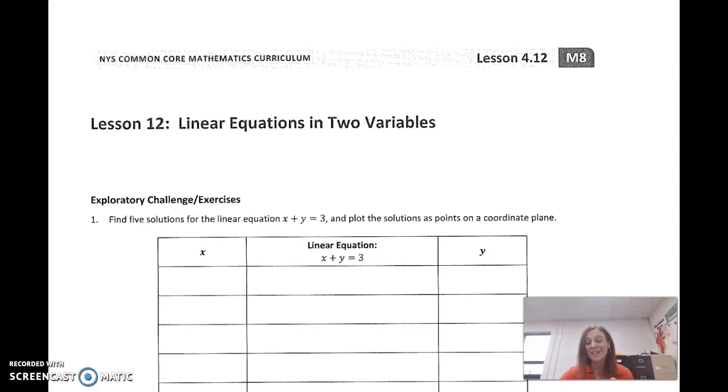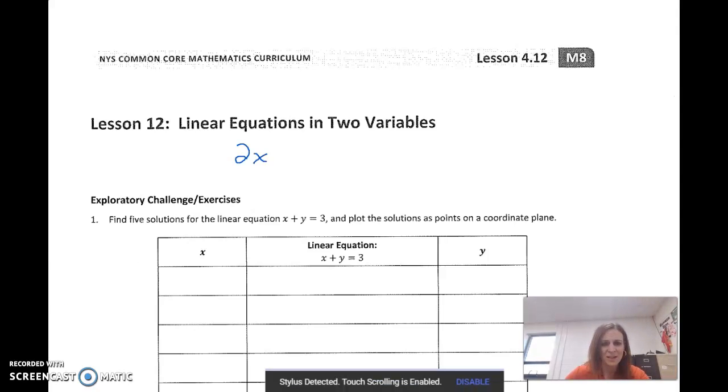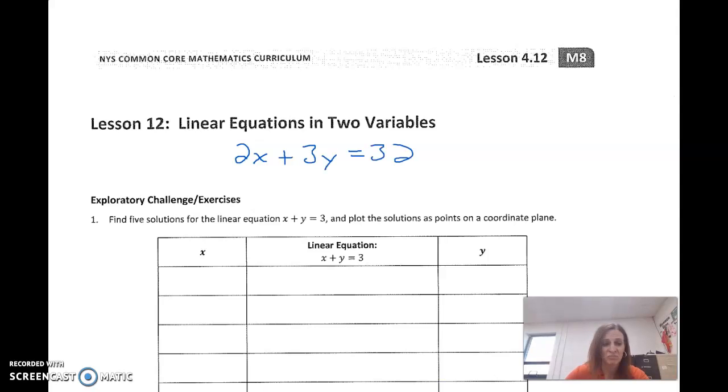Lesson 12 is on linear equations in two variables. We've been working on those for the last couple lessons now in this topic, but we're going to focus more now on maybe non-proportional relationships. And don't stress when you see linear equations in two variables. This is an example of a linear equation in two variables.